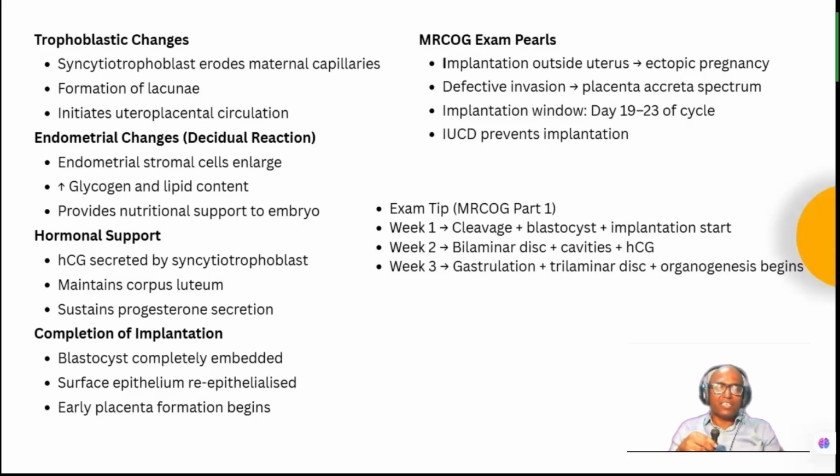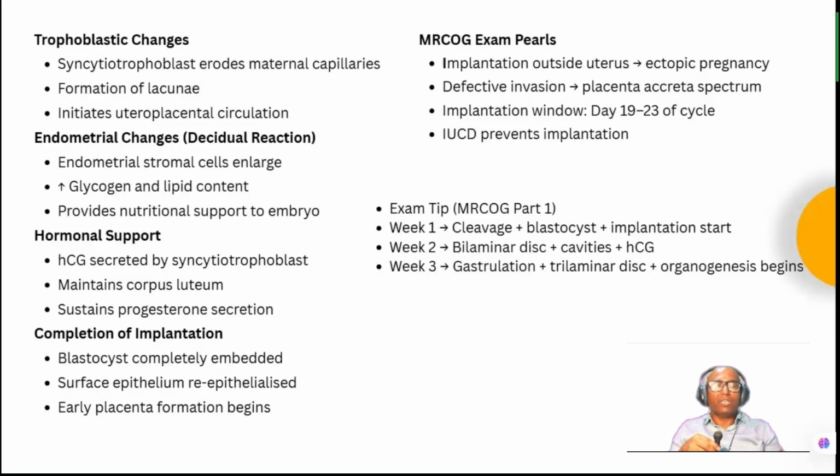Then what are the trophoblastic changes? The syncytiotrophoblast erodes the maternal capillaries. They will form the lacunae, and that initiates the uteroplacental circulation formation. Okay. So what are the endometrial changes which are seen? You get a decidual reaction. The endometrial stromal cells will enlarge. There is an increase in the glycogen and the lipid content. It provides nutrition to the developing embryo.